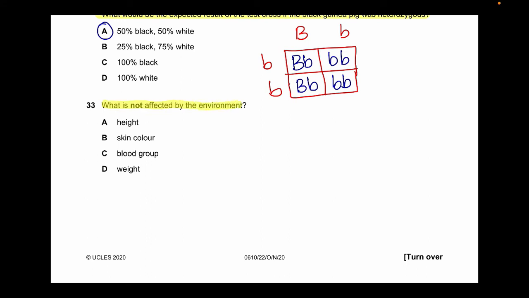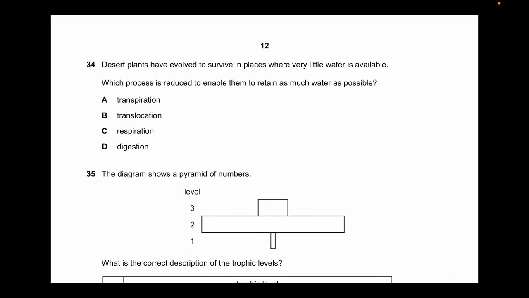What is not affected by the environment? Well, we know that skin color is definitely affected by the environment. Height is definitely affected by the environment. Weight is also definitely affected by the environment. Skin color depends on how much you are exposed to sunlight. Height can be affected by how much food is available for you and everything. But blood group is not affected by environment at all. It is totally genetics. So option C is the correct answer.